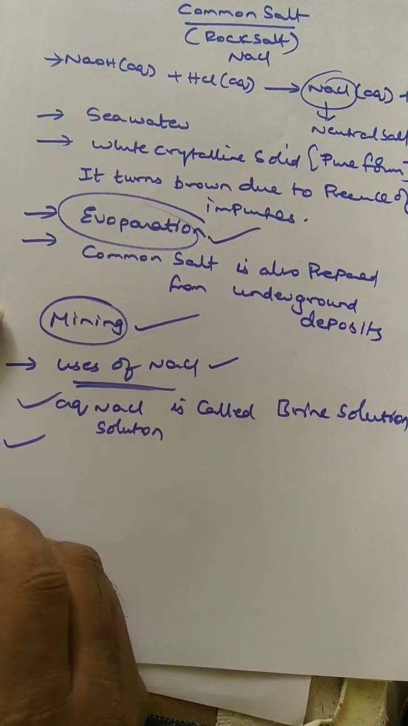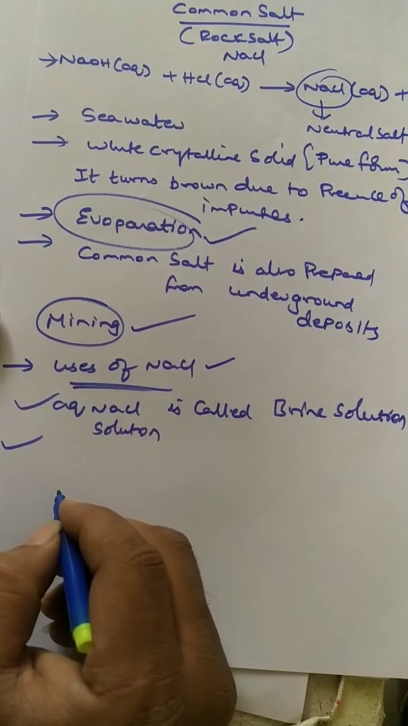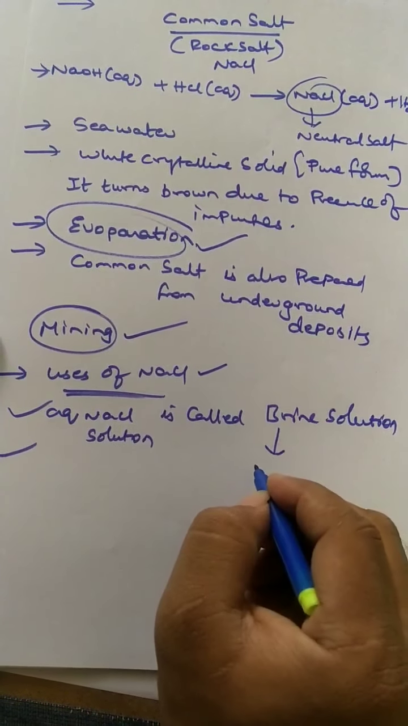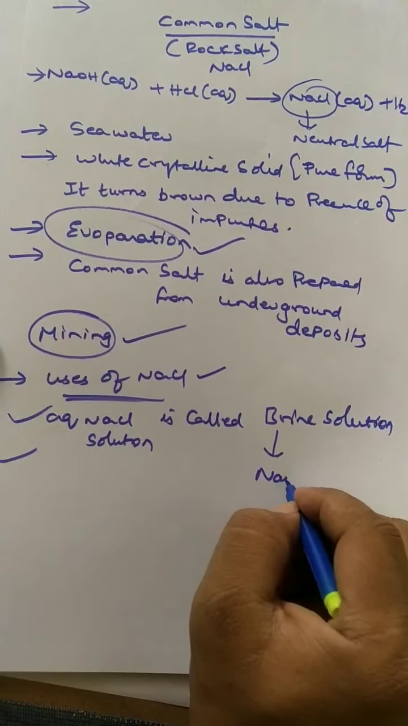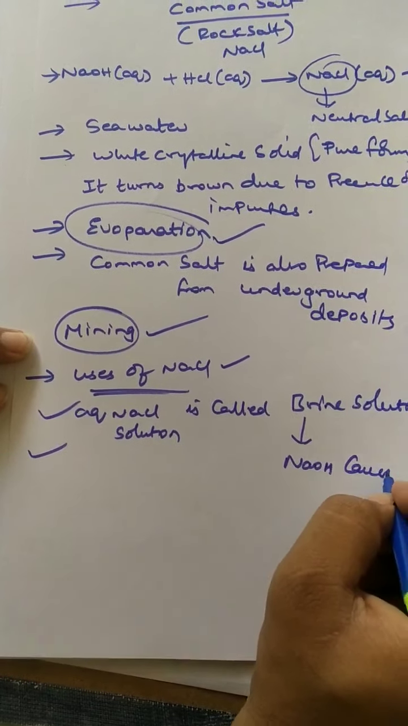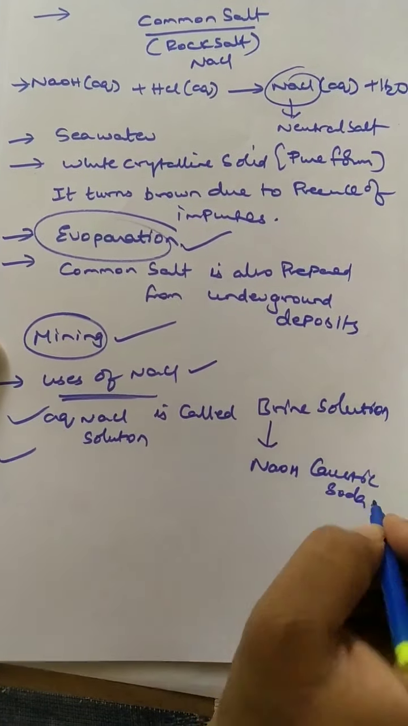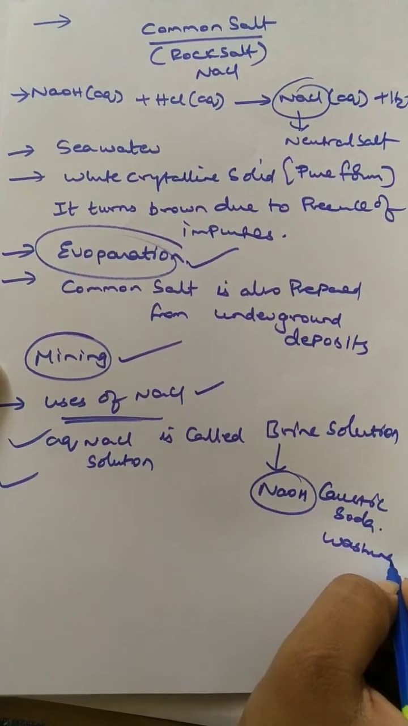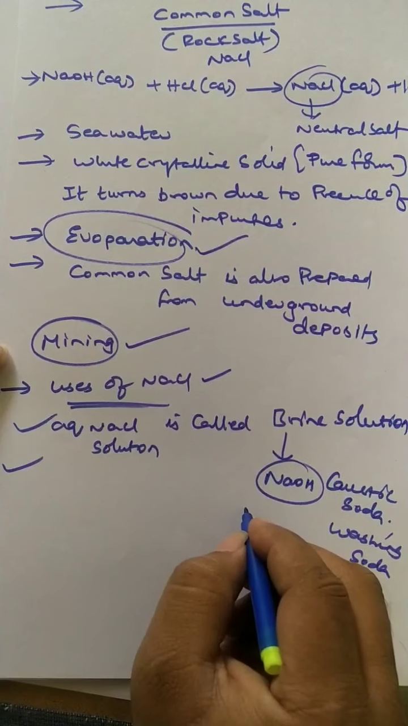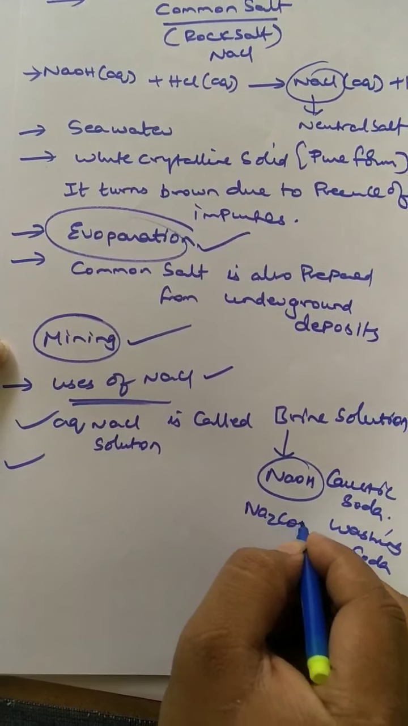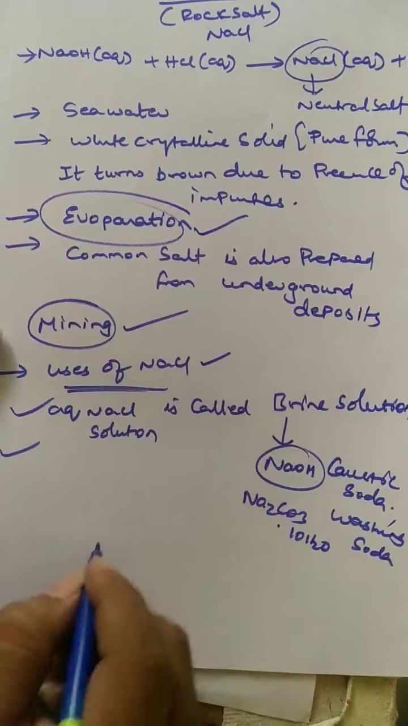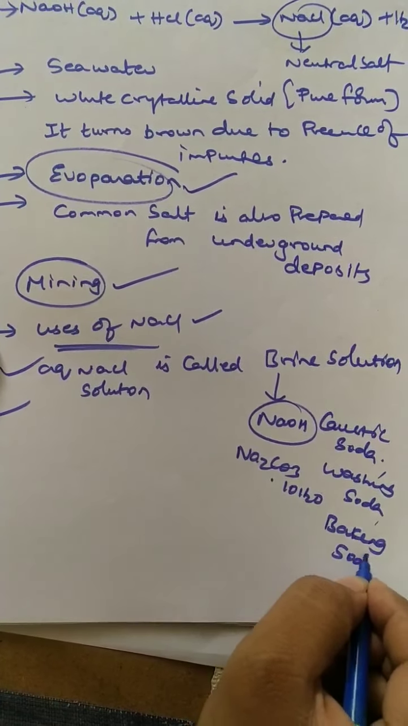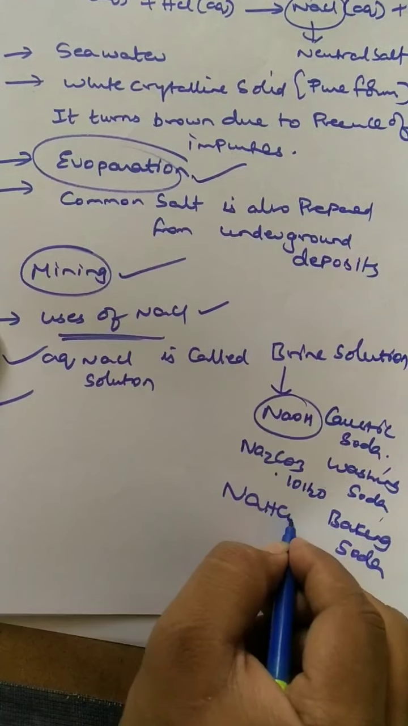This brine solution is the main raw material used for the preparation of many chemicals. By using this brine solution we can prepare many chemicals like caustic soda, meaning NaOH, and washing soda, that is Na2CO3.10H2O. And even baking soda can be prepared, that is nothing but sodium hydrogen carbonate.